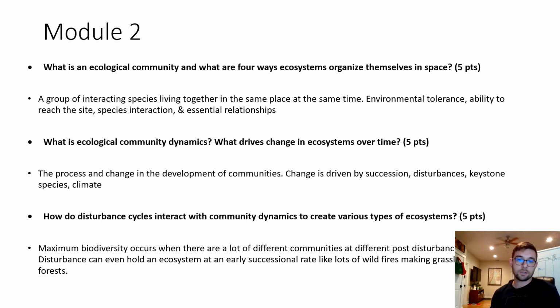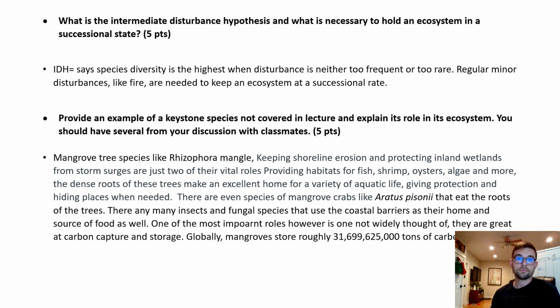Maximum biodiversity occurs when there are a lot of different communities at different post-disturbance stages. Disturbance can even hold an ecosystem at an early successional stage, like lots of wildfire making grasslands and not forests. The IDH says that species diversity is highest when disturbance is neither too frequent nor too rare. Regular minor disturbances like fire are needed to keep an ecosystem at a successional stage.